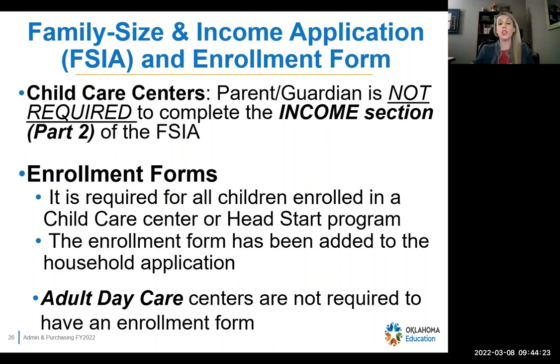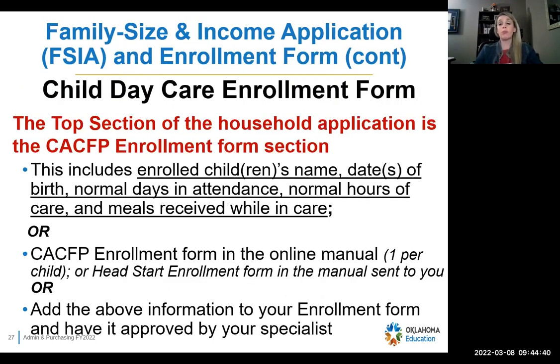So if you have a parent that refuses to give you an application, and you can't get the enrollment form, you can give them just a regular enrollment form to fill out. It has been on the application, but if they will not give it back, then you can definitely use that enrollment form from the one that we have online. So again, there are three ways for the enrollment form. It is in the application and agreement, or in the family size and income application, on that top part.